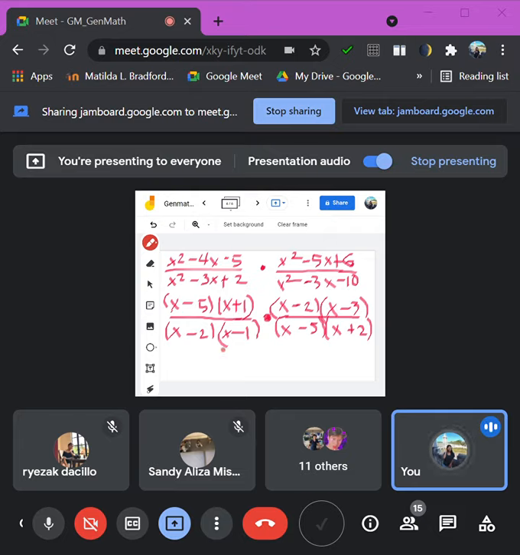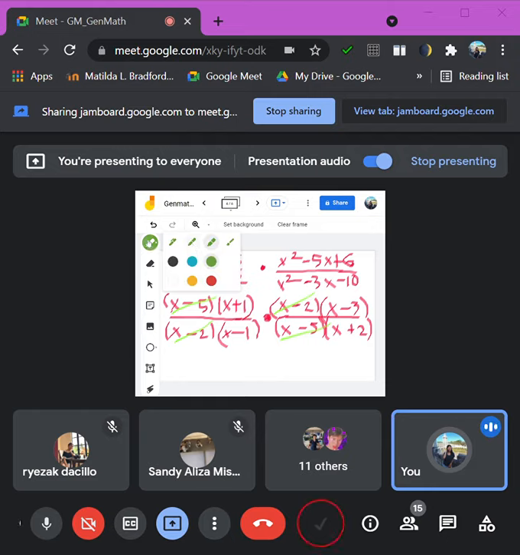So this time, since we already have the factors, what we're going to do is cancel out the same factors. For example, this one: x minus 5 cancels, x minus 5 cancels, x plus 1 stays, x minus 2 cancels. And that's it. Four factors were cancelled. What remains is x plus 1 times x minus 3.